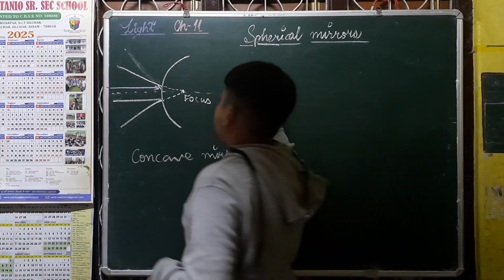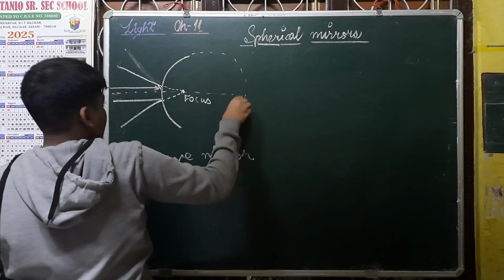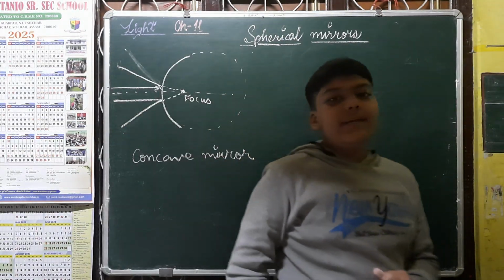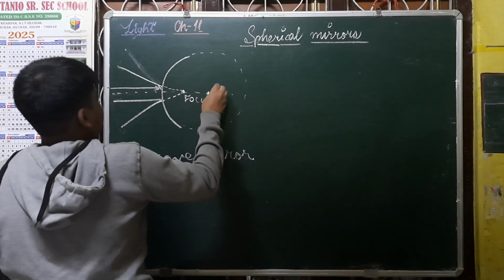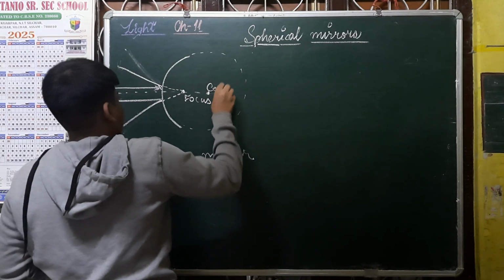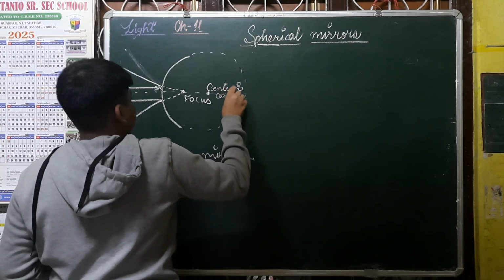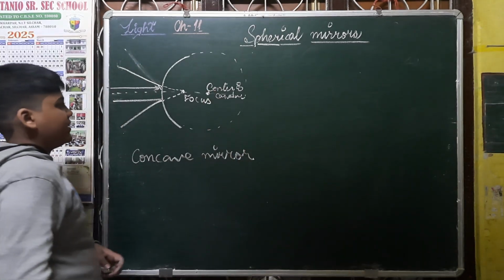Now let us talk about the center of curvature. The center of the sphere from where the mirror is cut off is the center of curvature. So here this will be the center of curvature. This point will be the center of curvature.